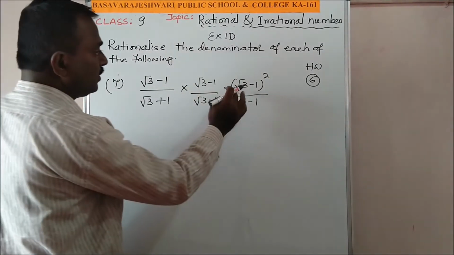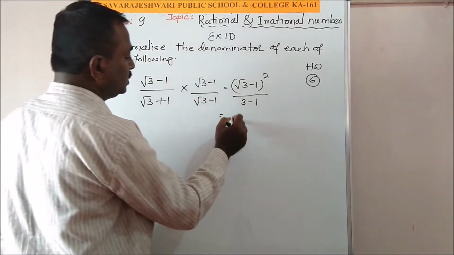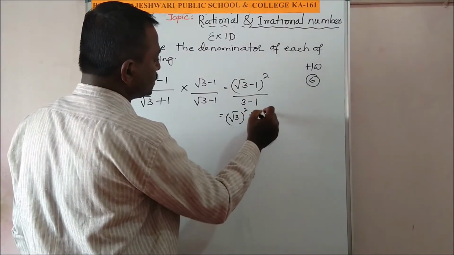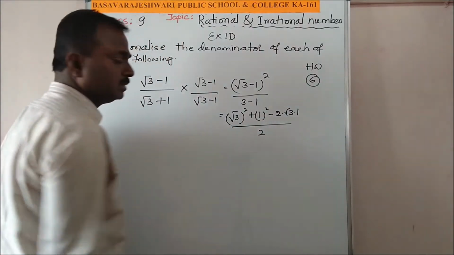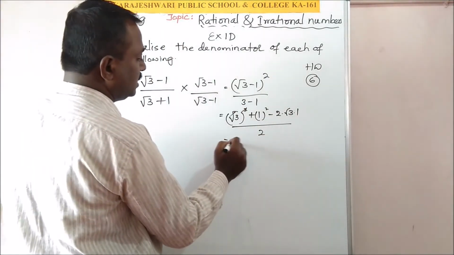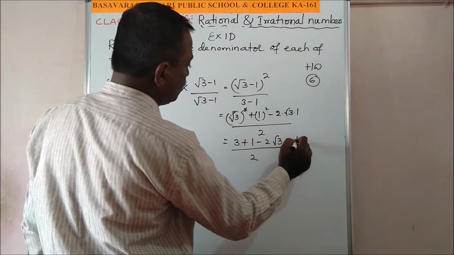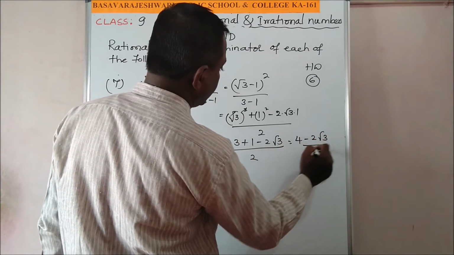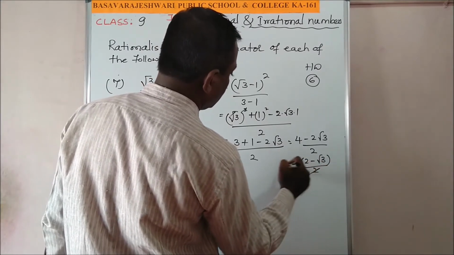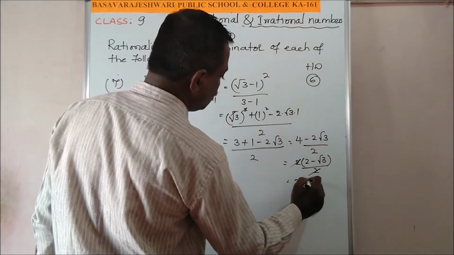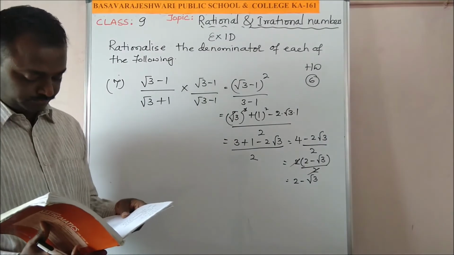Isn't it? So now we have to expand this using a minus b whole square. So root 3 whole square plus 1 square minus 2 into root 3 into 1, by 2. So this becomes what? 3 plus 1 minus 2 root 3 by 2. That is 4 minus 2 root 3 by 2. That is nothing but 2 common, 2 minus root 3 by 2. 2 and 2 cancel. So what remains as the answer? 2 minus root 3. So note down that sum.